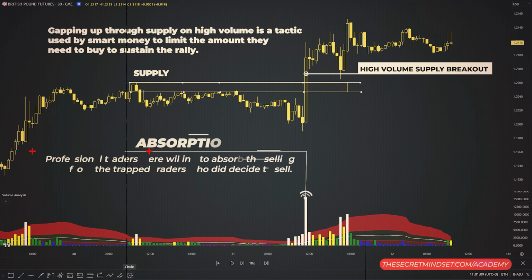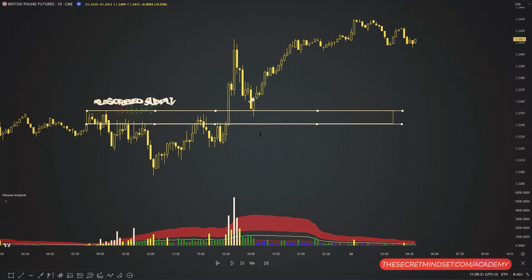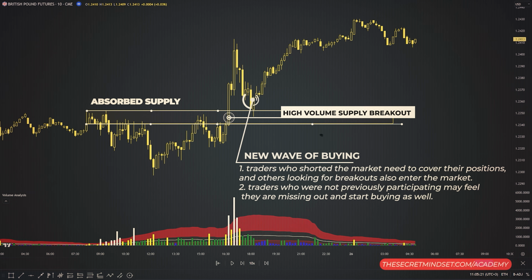When high volume follows these wide spreads, it indicates that professional traders were willing to absorb the selling from the trapped traders who did decide to sell. And this is known as absorption volume. This breakout triggers a new wave of buying, as traders who shorted the market need to cover their positions, and others looking for breakouts also enter the market. Traders who were not previously participating may feel they are missing out and start buying as well. All these factors contribute to the professional trader's bullish positions.